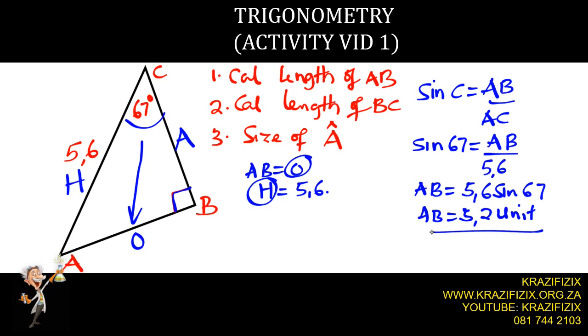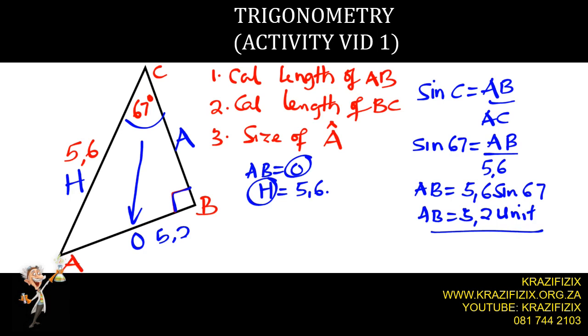That's done there. Let's look at the next one. The length of BC. Since I have the 2 sides now, I can actually use my Pythagoras theorem. That's one option. But I can still continue with my trig ratio.